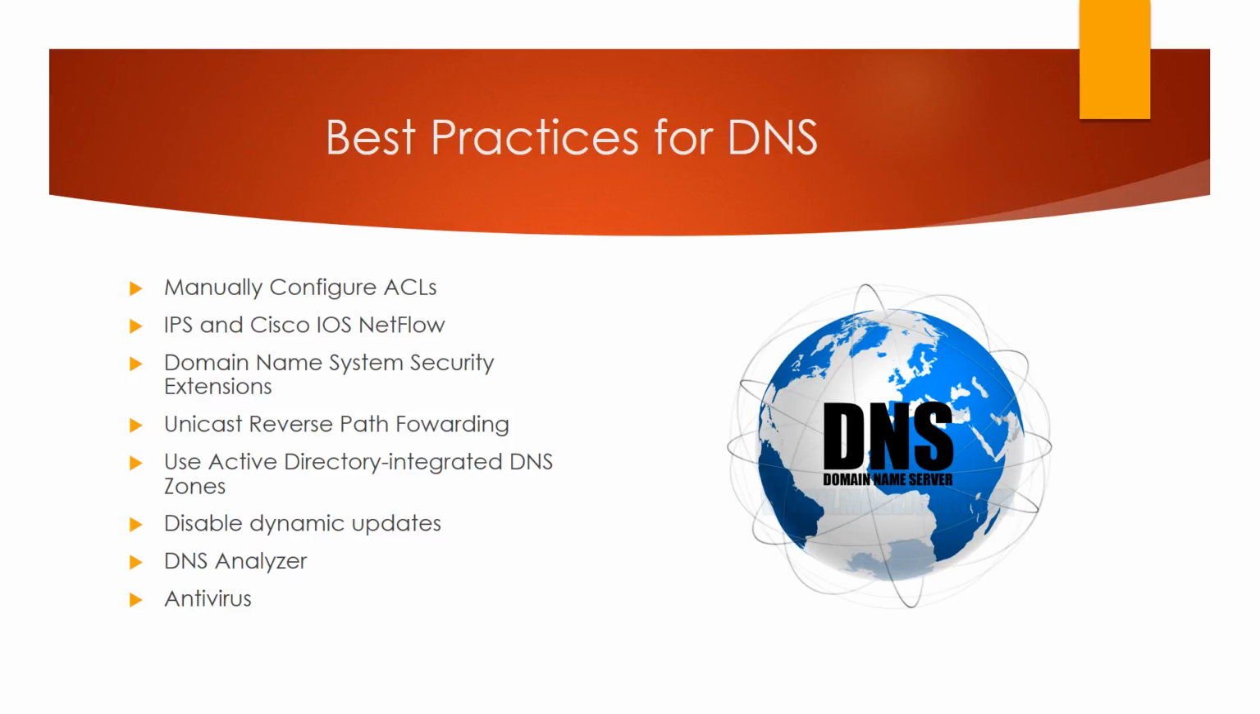Best practices for DNS servers: manually configuring the ACL, or access control list. By manually configuring it, you can provide a static anti-spoofing protection against attacks utilizing unused or untrusted address space. Next, you have IPS and Cisco IOS NetFlow. The Cisco IPS, or intrusion prevention system, and the NetFlow feature provide capabilities to aid in identification and mitigation for DNS-related attacks.